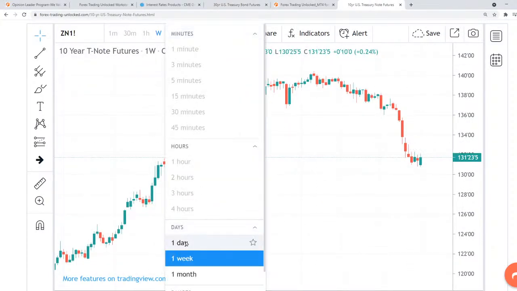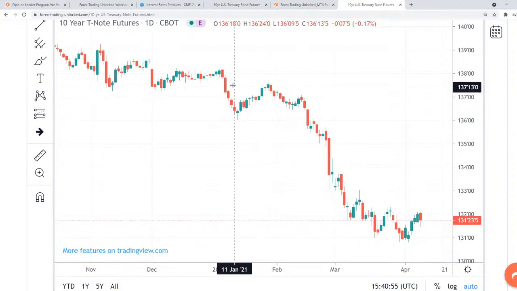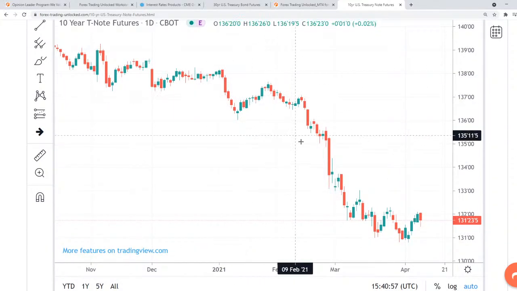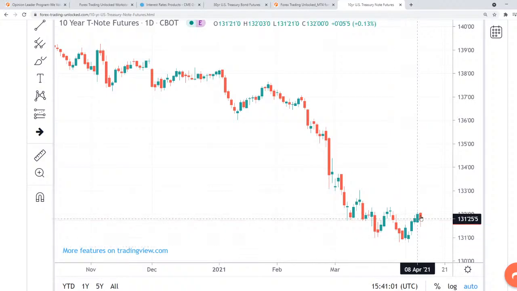Here we have the 10-year on the weekly. Let's get it to the daily. So as you can see, this is the same thing. We've been selling off since the beginning of the year, and now we've made a lower move low, and we have made a lower move high. And as you can see, on Friday we were negative.